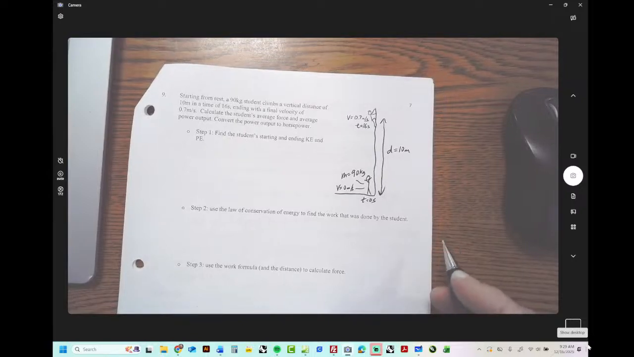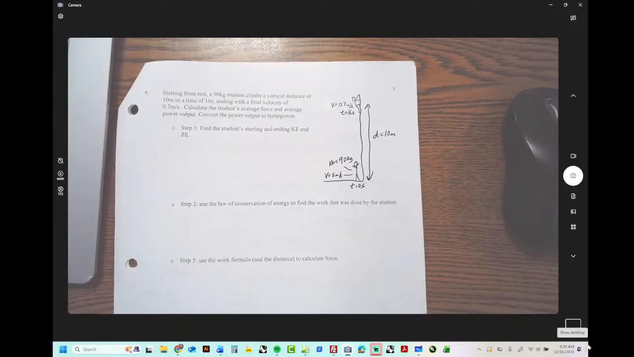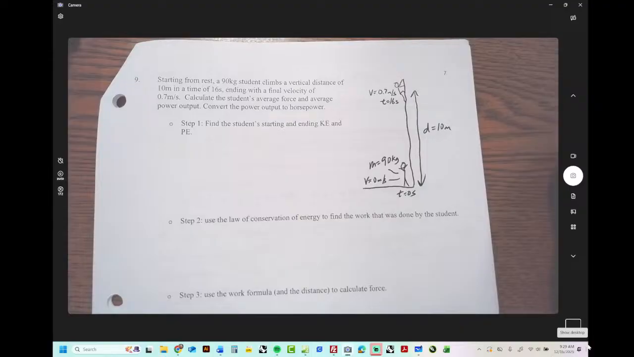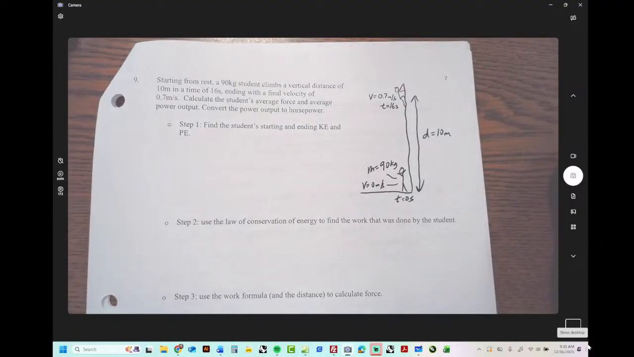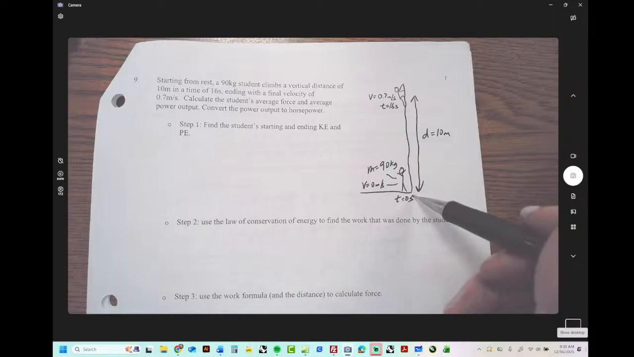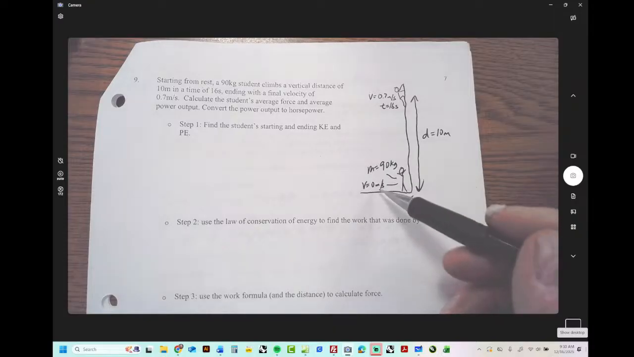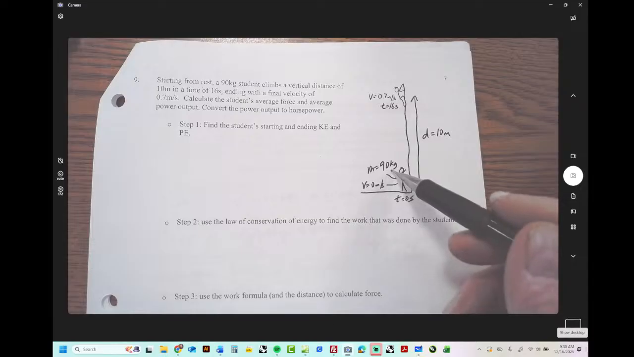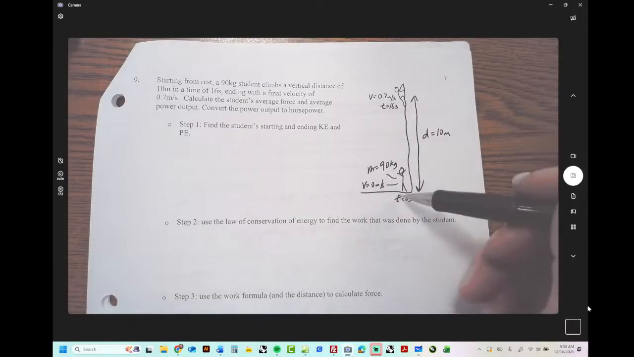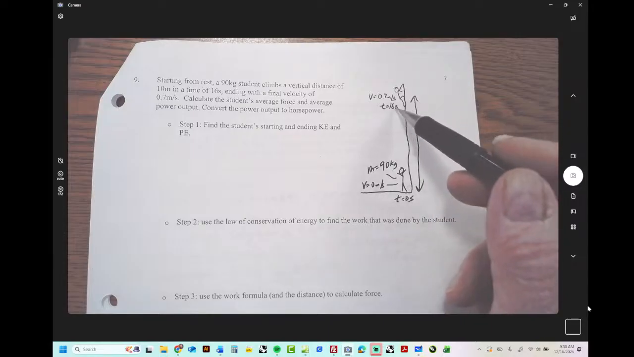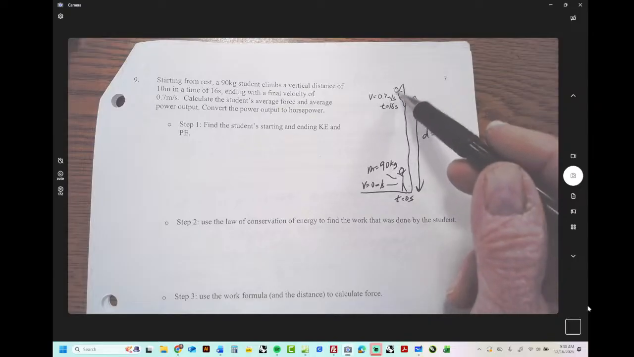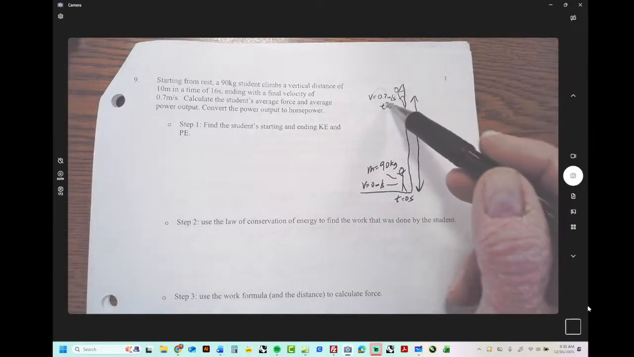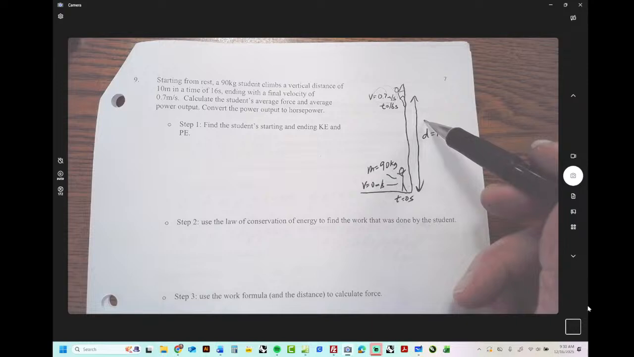Now we've got a rock climber, and you're going to need a calculator to do this, so I'll bring calculators around. Get yours out if you need to. Students on the ground level, and they're not moving. It's a 90 kilogram student. Maybe they're wearing a harness, or maybe they're just big. And at time 0, they're going to start to climb up here, and at 16 seconds, they're going to be right here, and they're going to be moving at 0.7 meters per second.